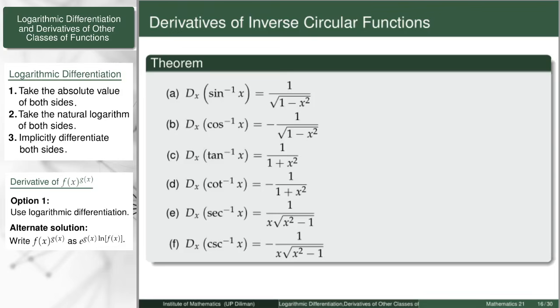Very much similar to the circular functions. Also, we only need to memorize three forms: the 1 over square root of 1 minus x squared, the 1 over 1 plus x squared, and the 1 over x square root of x squared minus 1.